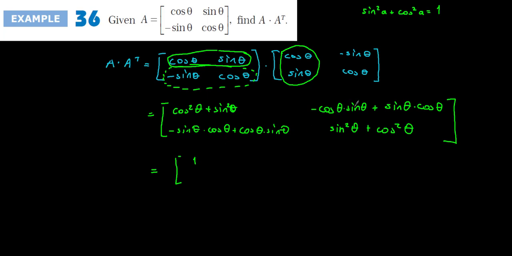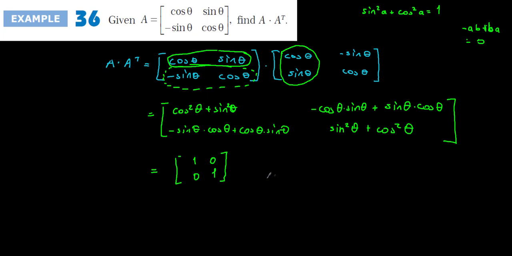And minus cosine theta sine theta and sine theta cosine theta, normally these are the same terms. This is like a times b plus minus ab, like here, minus ab plus ba. So when you add these two, this is going to be equal to 0. So this should be 0, and this should be 0, and again sine square plus cosine square is going to be equal to 1.